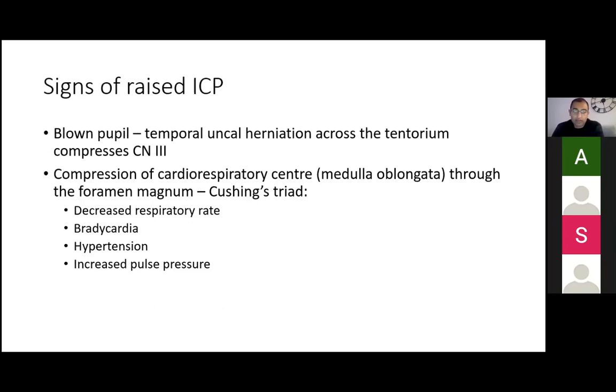So there are certain signs patients give away with raised intracranial pressure. They can have a blown pupil, and this is because they can get a herniation. As well as edema, they can eventually get herniations of the brain, and a tentorial herniation, an uncal herniation across the tentorium, can compress the oculomotor nerve, and this is what gives us that blown pupil. You can also get compression of the cardiorespiratory center in the medulla oblongata against the foramen magnum, and this usually causes Cushing's triad, which is decreased respiratory rate, which we call Cheyne-Stokes breathing, bradycardia, hypertension, and an increase in pulse pressure.